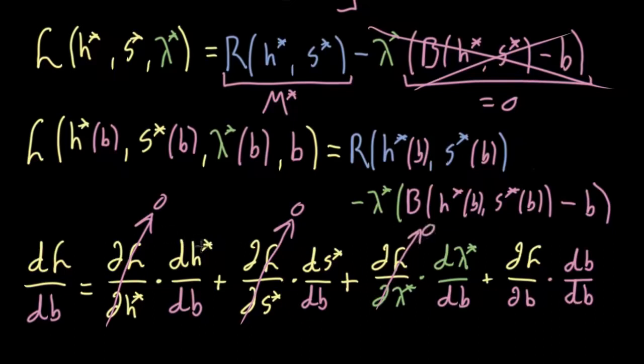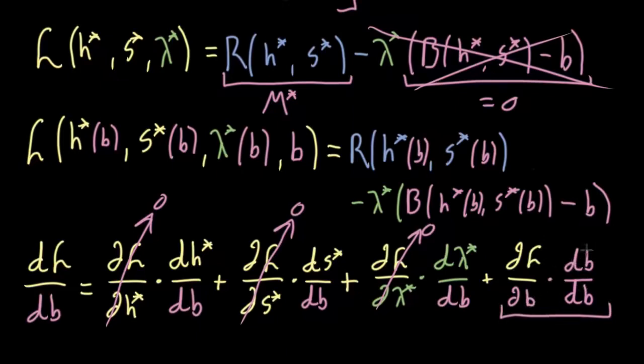By definition, h star, s star, and lambda star are whatever values make it the case so that when you plug them in, the partial derivative of the Lagrangian with respect to any one of those variables equals 0. So we don't even have to worry about most of this equation. The only part that matters here is the partial derivative of L with respect to b, that we're now considering a variable, multiplied by, well, what's dB dB?